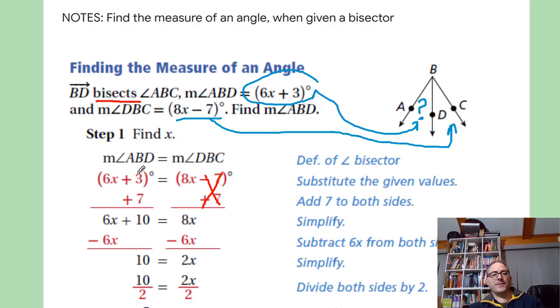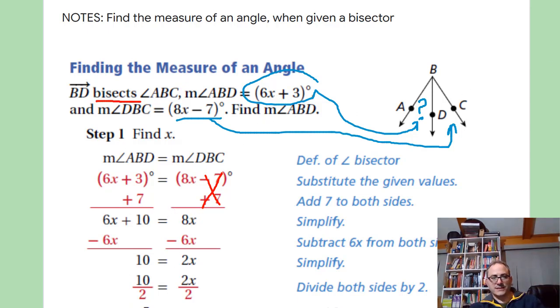So this cancels. Then, again, equations are balance beams. If you do it on this side of the equation, you got to do it on the other side. So I got to add 7 on this side too. 3 plus 7 is 10. So now it's a little bit simpler. I got 6 times a number I don't know, plus 10 equals 8 times a number I don't know.